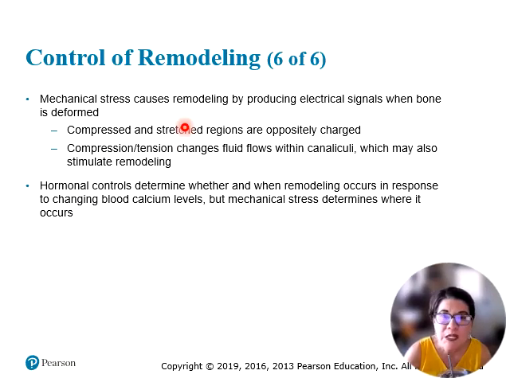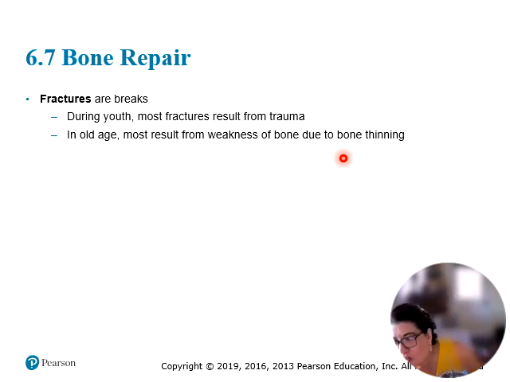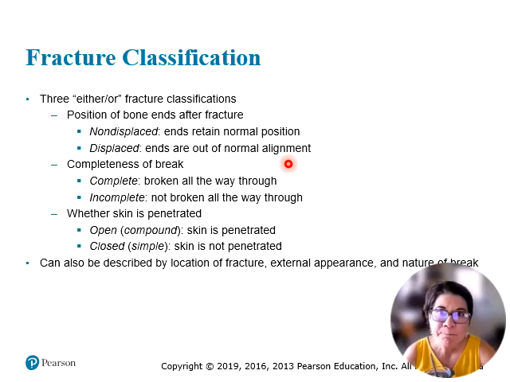So it's pretty cool. Mechanical stress causes them to remodel. Compression and stretching, tension, all of that is going to cause your bones to die or be built. Okay, now for fractures. Fractures in youth usually happen from a trauma, and in old age they can happen more easily because your bones are thinning, because your calcium is being eaten up.